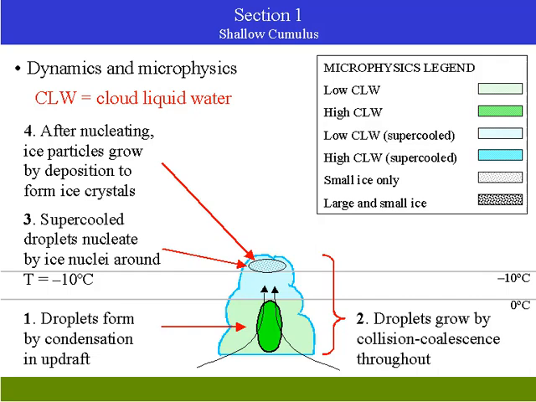So in conclusion, on the shallow cumulus section, we talked about droplets forming by condensation in the updraft in this section of the cumulus, droplets growing by collision and coalescence throughout the depth of the cloud, supercooled droplets nucleating by ice nuclei around -10°C at this level, and after nucleation, ice particles begin to grow by deposition to form ice crystals.